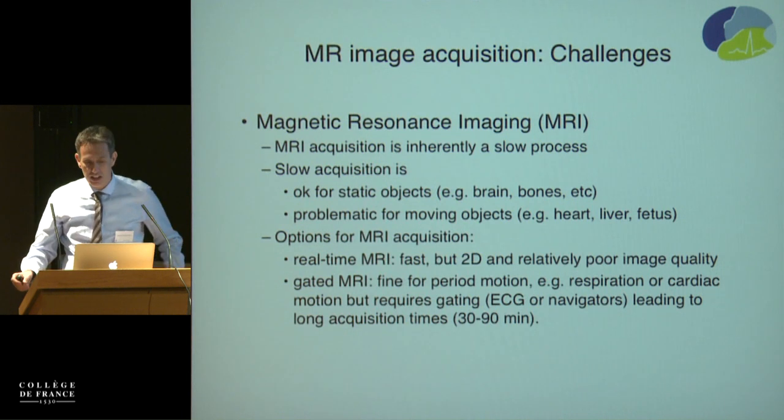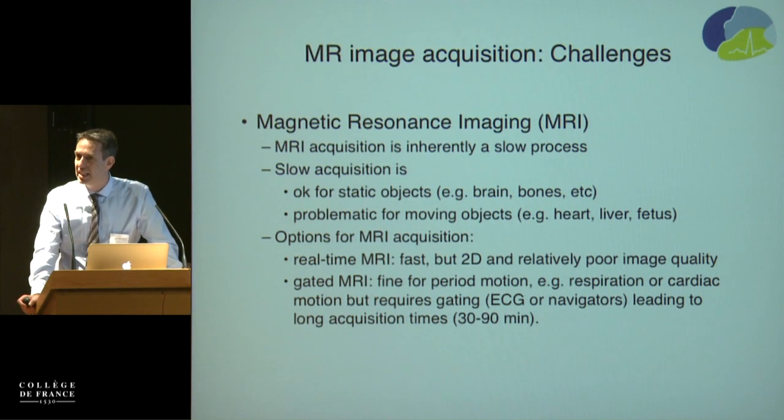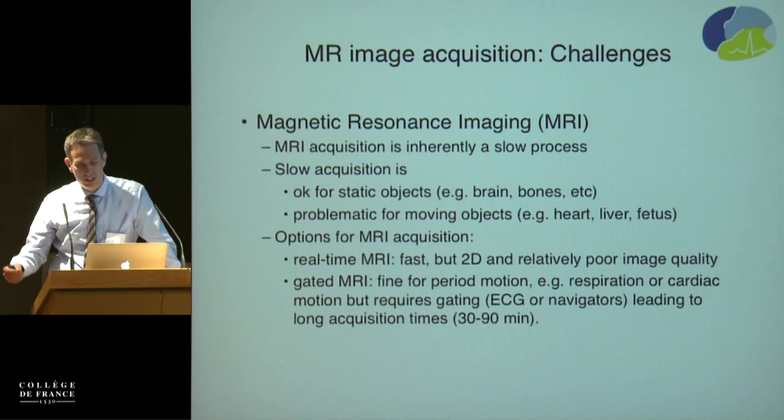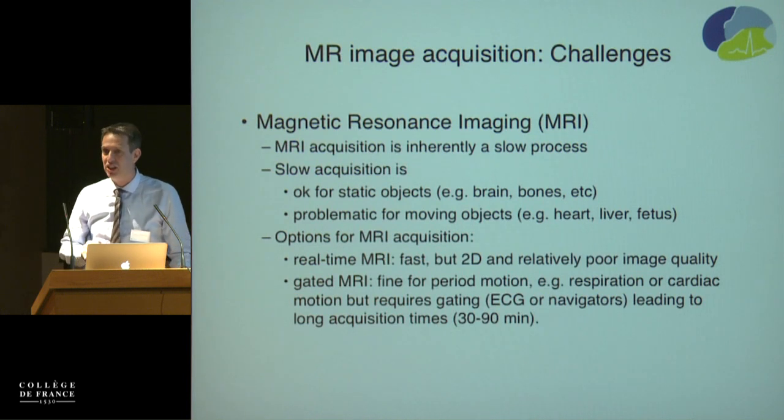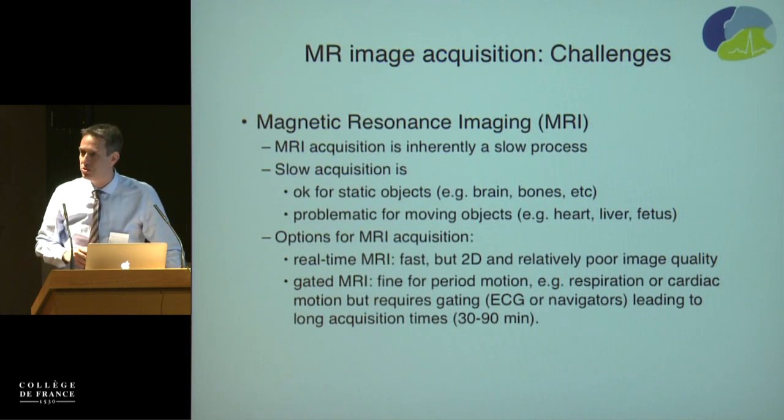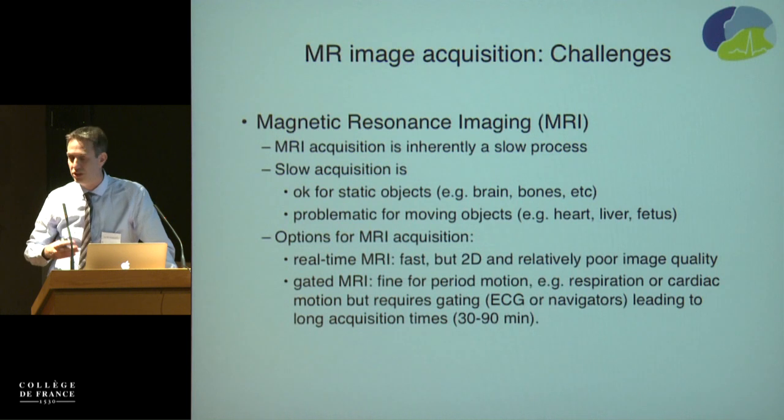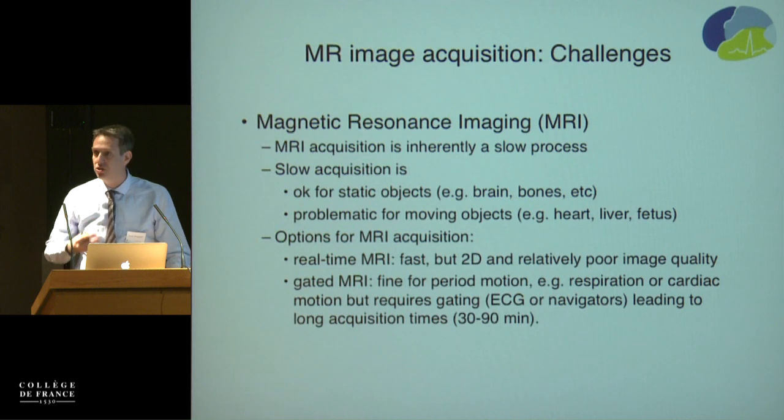So if you think about MRI imaging, it's inherently a sequential serial process which acquires data. And that slow acquisition is actually quite okay if you're looking at a static object like the brain or some bones. But it's much more problematic if we try to deal with data which is moving. For example, the heart or the liver due to respiration or the fetus.